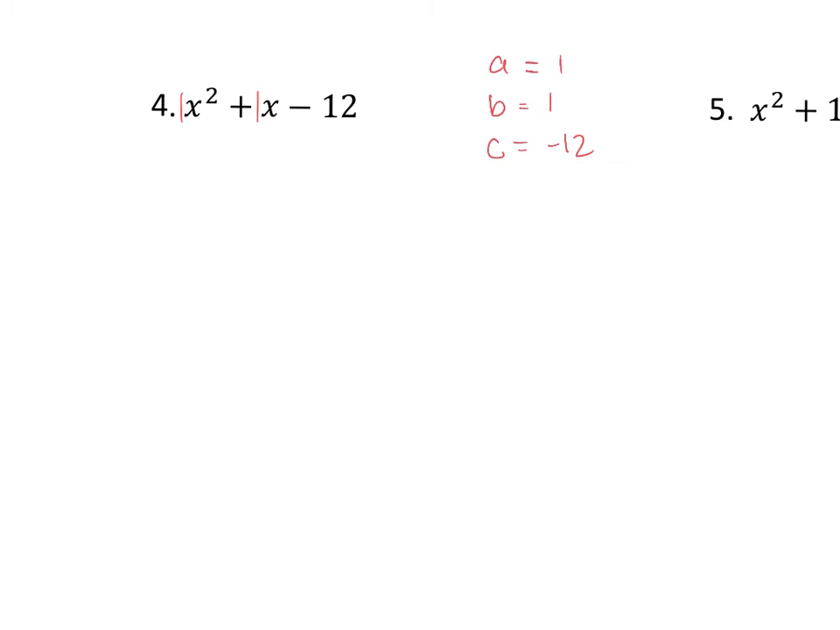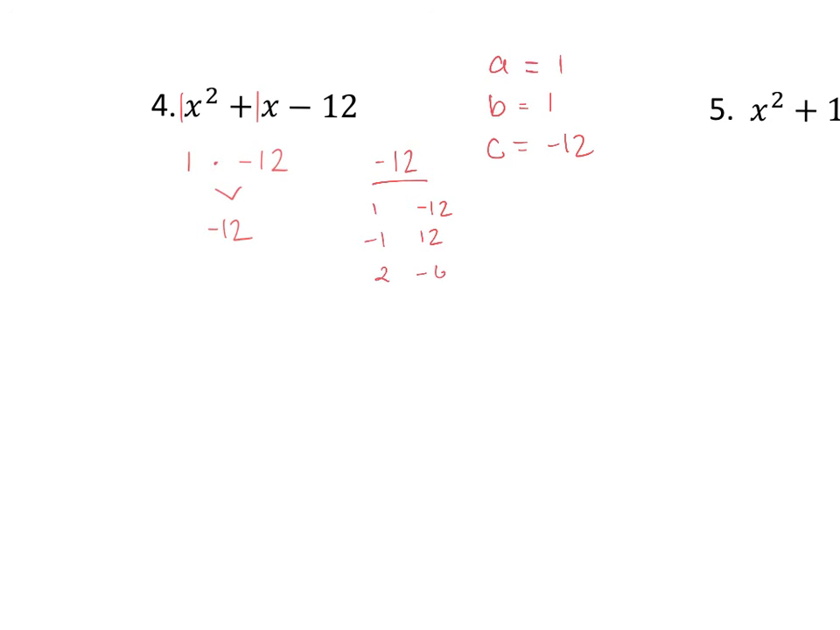My second step is then to multiply A times C. So 1 times negative 12, which gets me a negative 12. Okay? Then I need to find all my factors of negative 12. This is the same one as last time. Because I have a negative number, I need to list all the factors with different negatives. So similar pairs with different negatives. Okay? So 1 times negative 12, negative 1 times 12.